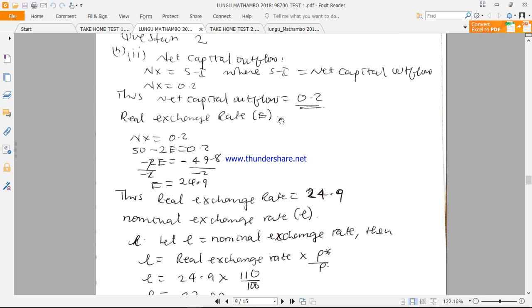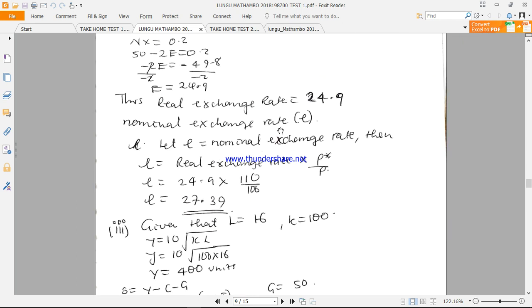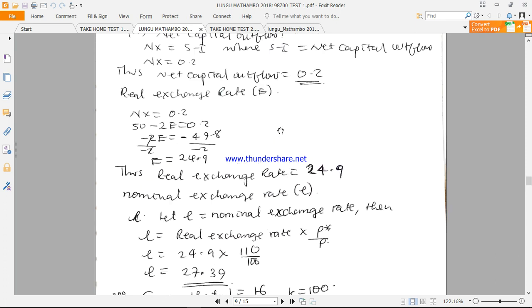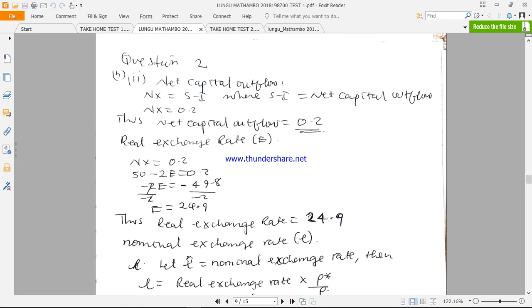Someone wanted to come in. Could you please repeat the analysis on the two values there, for the real and the nominal? What conclusion would you draw? Looking at this one, 24.9, it's telling us the relative cost of kwacha against dollar. And this one is talking about the relative cost in terms of prices for a Zambian good and an American good. I didn't link this to anything. I just said those.